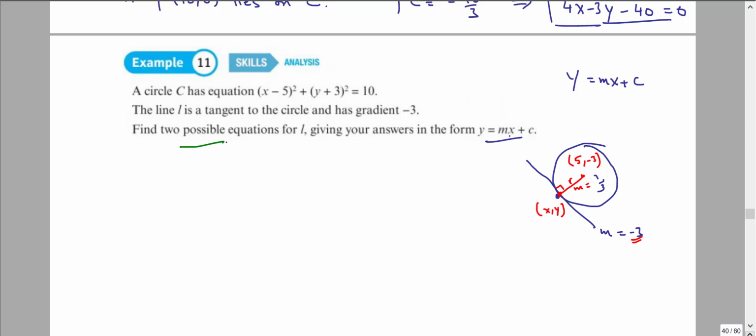We need which point? They say find two possible equations for the line L. It means I need this point. You see here? This point. Line L could be here, and also it could be on the other side. It could be tangent on the other side, like this. Let me draw the tangent. It could be also here.